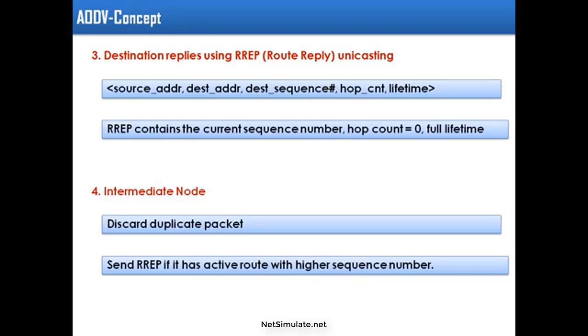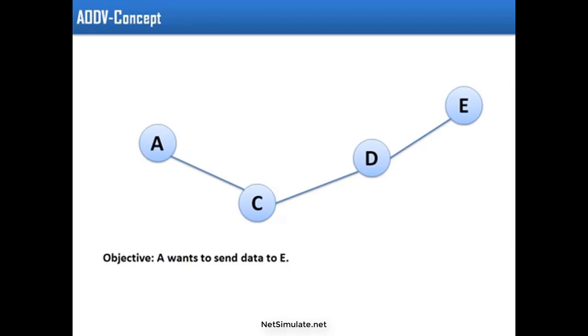Now in case a sender is requesting a route, it will broadcast the route request packet. In case an intermediate node has any updated information, then instead of broadcasting the route request packet, it will send a reply to the sender.